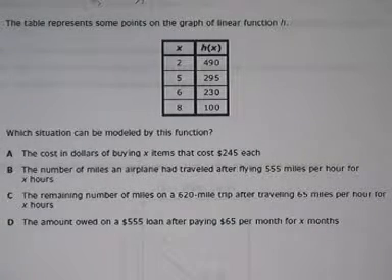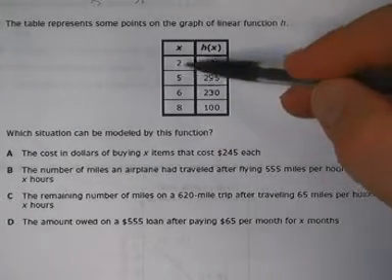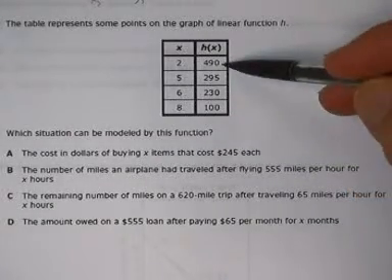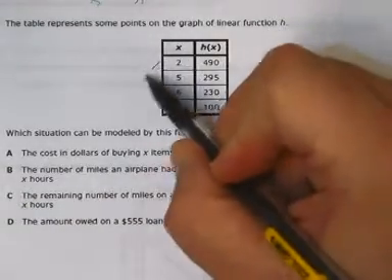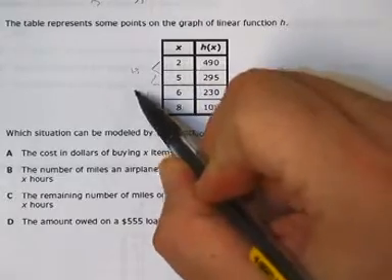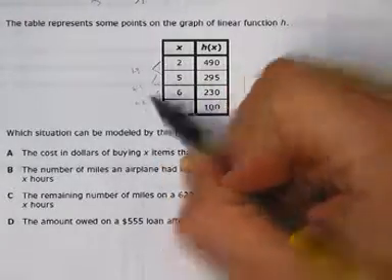Now, before we get into the particulars, I always like to note one thing. As x gets bigger, 2 to 5 to 6 to 8, y is getting smaller. And here we're going up by 3. We've added 3. We added 1. We added 2.